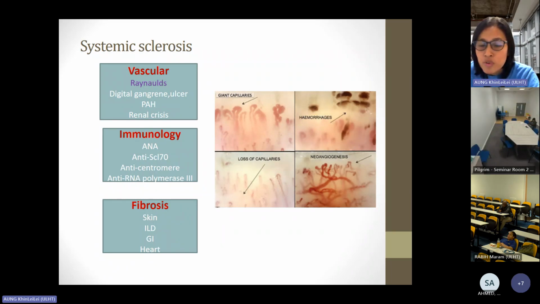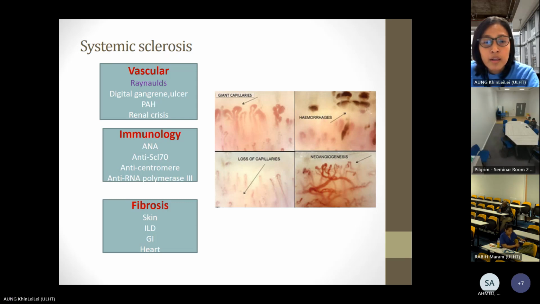Fibrosis. Fibrosis everywhere in the patient's body. Skin fibrosis, interstitial lung disease, fibrosis in the GI tract, presenting with dysphagia, difficulty in swallowing, bloating, indigestion, pseudo-obstruction, anal incontinence, everything. Myocardial fibrosis. So fibrosis everywhere. The hallmark of systemic sclerosis is fibrosis.